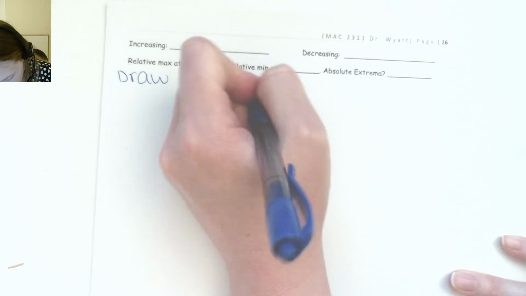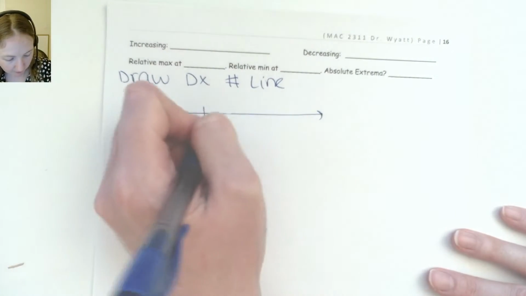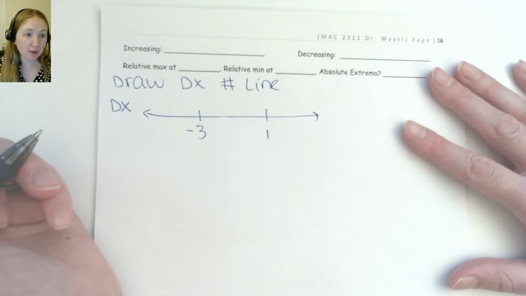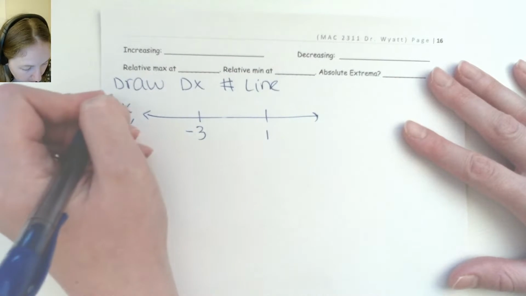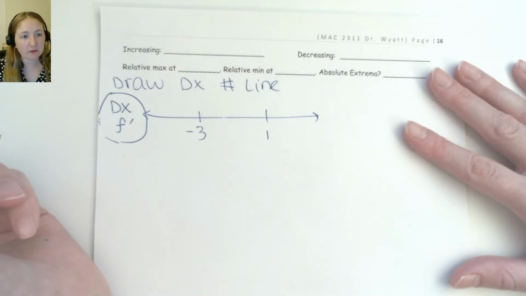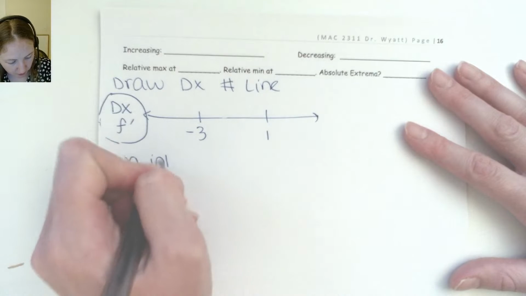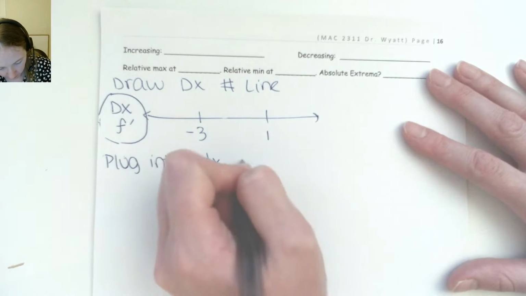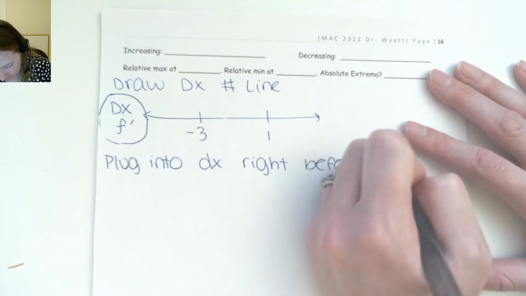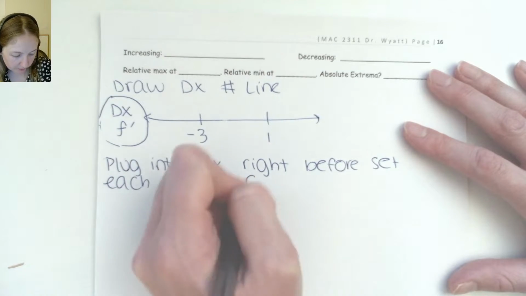Derivative number line. And we're going to plug in, what are we plugging in? We're plugging in -3 and we're plugging in 1. And remember, we're plugging into the derivative because we're trying to solve where is the derivative greater than 0, where is the derivative less than 0. So we're going to plug into the derivative right before we set each factor equal to 0.